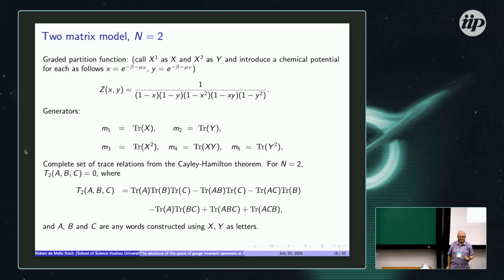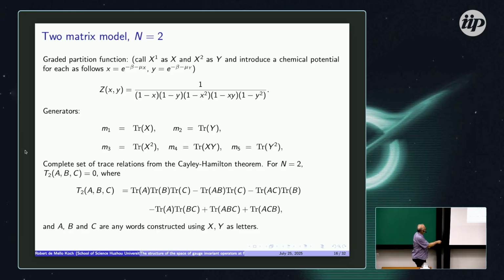Now what I'd like to do is prove that every single gauge invariant operator in this 2-matrix model can be written in terms of those 5 primary invariants. And to do that proof, I'm only going to use the trace relations, so that proof will be true regardless of what potential I have and what coupling I have. So this will be a statement about the space of gauge invariant operators for 2 2x2 matrices.